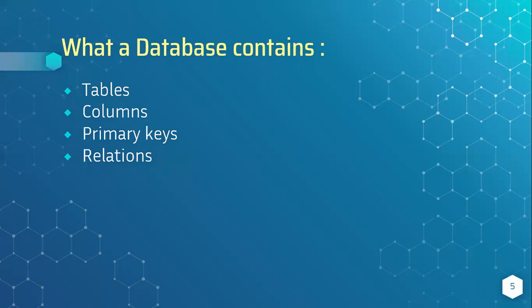What a database contains. Each database will contain multiple tables. Each table will contain number of columns, and there will be one primary key in each table. And also we will create relationships between the tables.